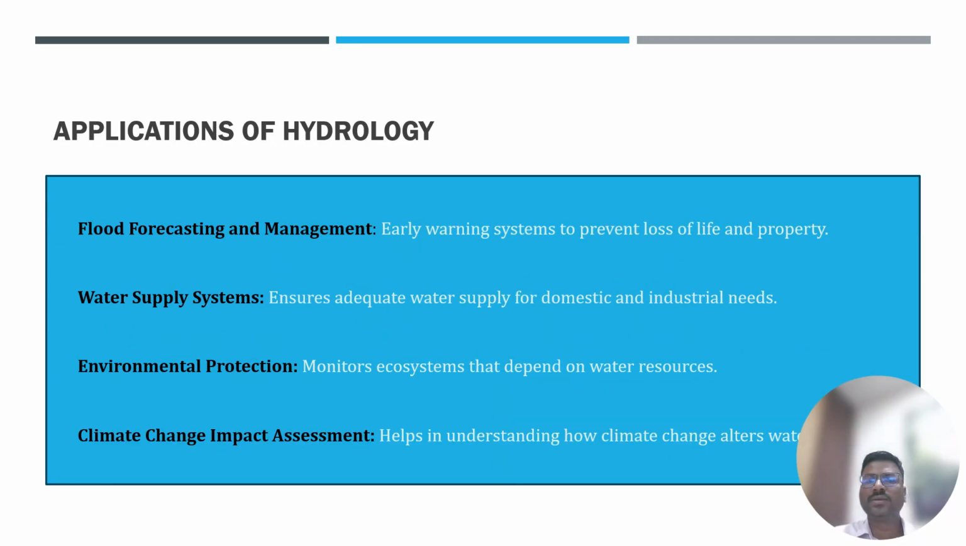Okay. So we'll go with the applications of hydrology, like flood forecasting and flood management. Here the main application is an early warning system to prevent loss of life and property, and the water supply system, to ensure adequate water supply for domestic and industrial needs. So these are the other applications, and we can talk about environmental protection. It will monitor ecosystems that depend on the water resource. And then the climate change impact. It will also help us understand how climate change alters the water system.